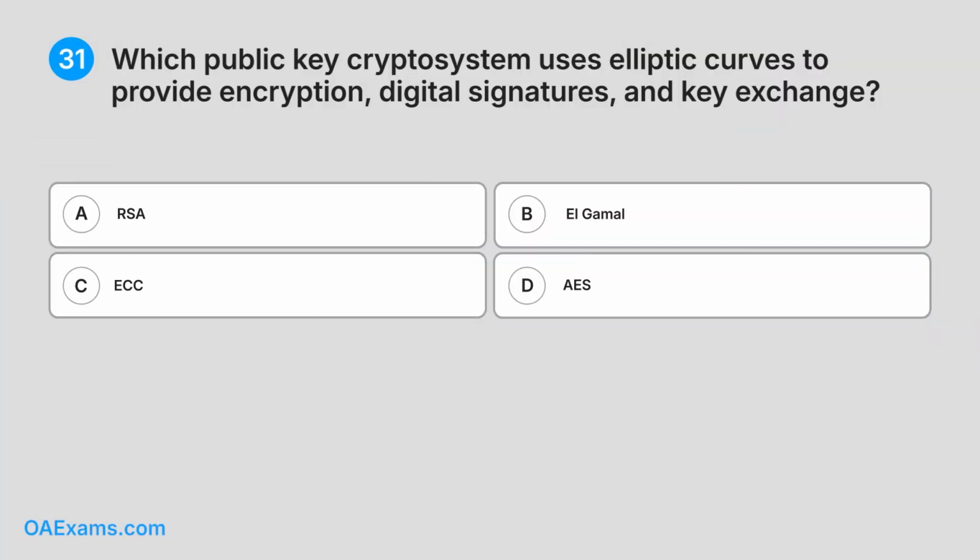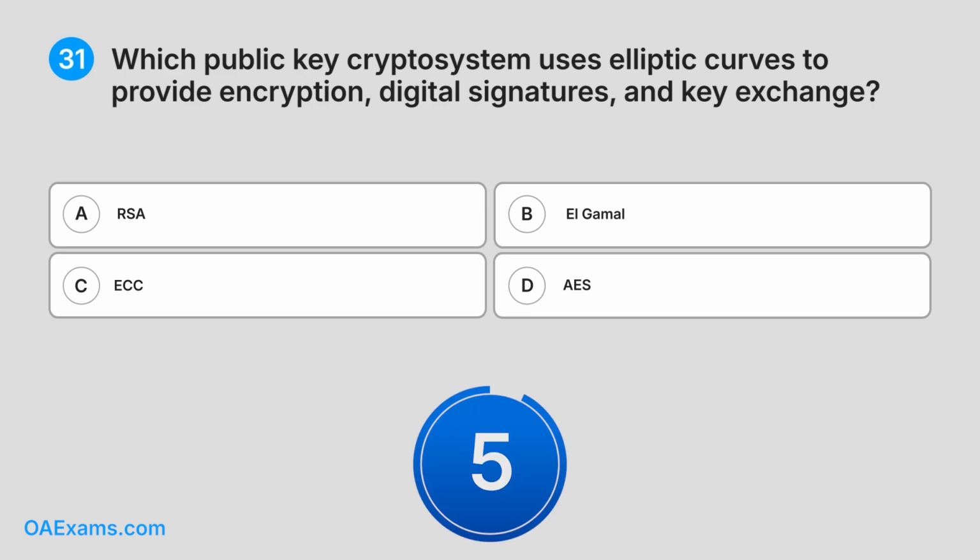31. Which public key crypto system uses elliptic curves to provide encryption, digital signatures, and key exchange? A. RSA, B. El-Gamal, C. ECC, D. AES. What do you think is the answer?